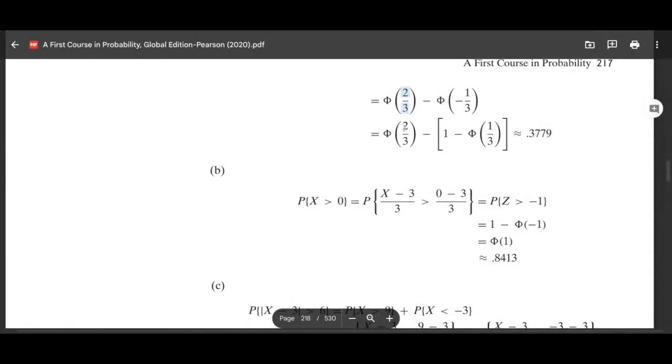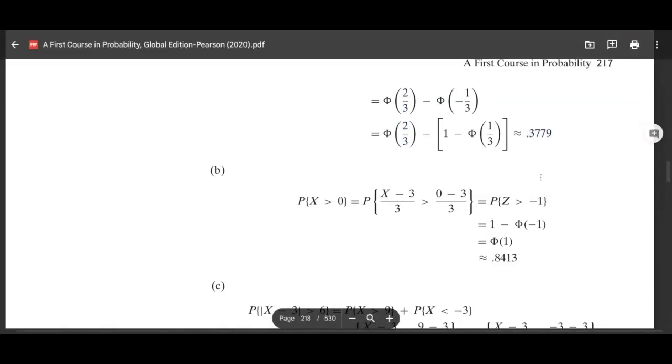It just didn't write down. Then the negative just indicates 1 minus the positive 1/3. So find the positive 1/3, subtract from 1, then subtract from this. So in the end, it's 0.3779. Does anyone have any questions?